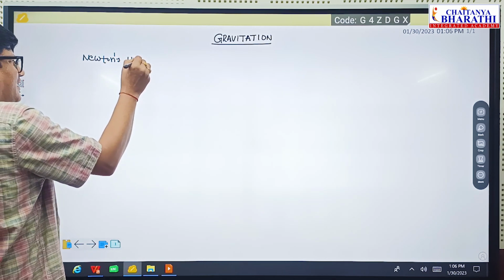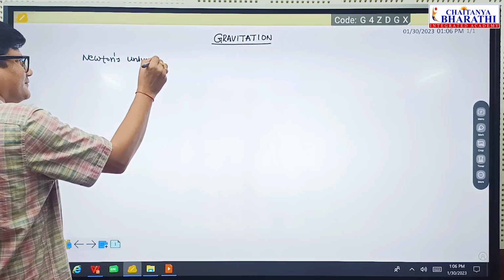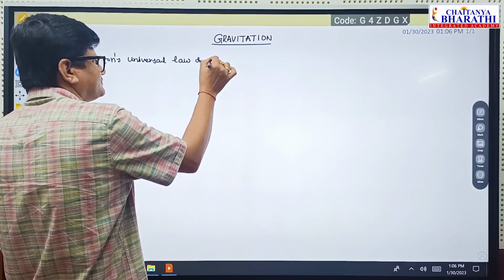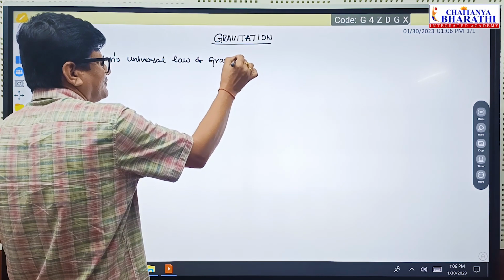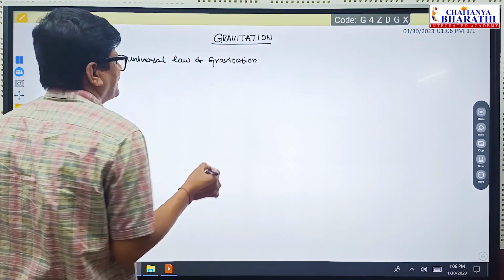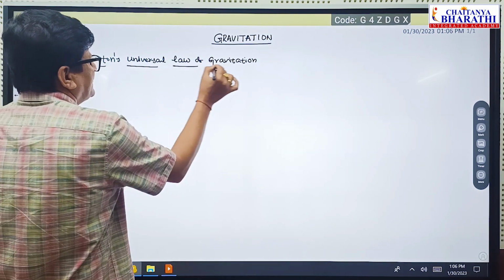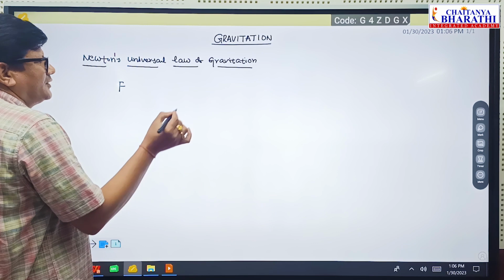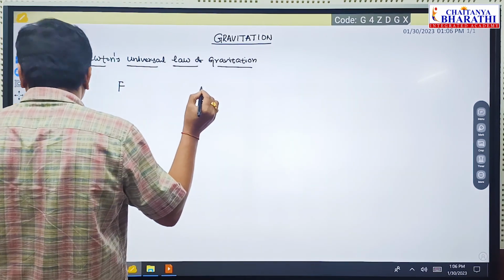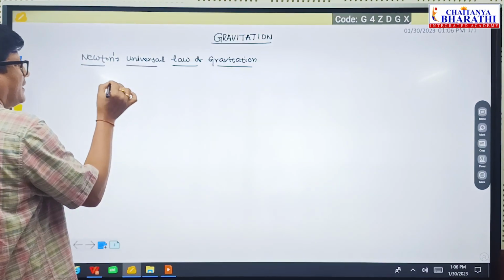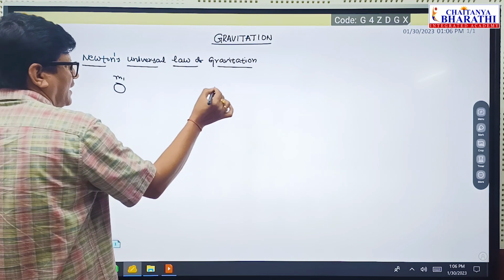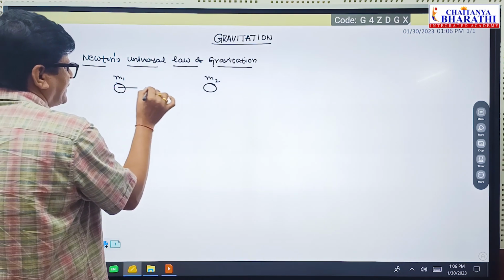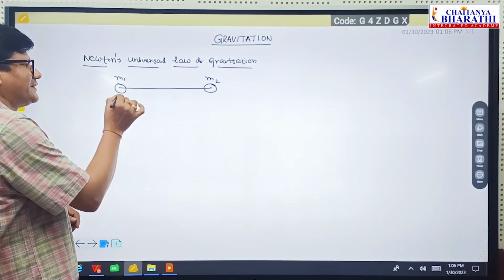Newton's universal law of gravitation. So according to Newton, the force between two bodies, if you take two bodies of mass m1 and another body of mass m2, and these two bodies are separated by a distance r.